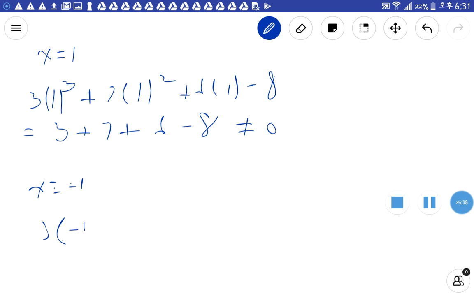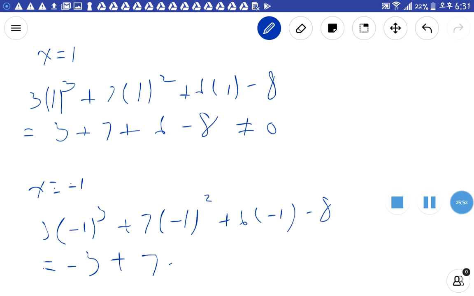Okay, what about x equal -1 then? 3 times -1 cubed plus 7 times -1 squared plus 6 times -1 minus 8. That's -3 plus 7, -6, and -8. Okay, it's not gonna be 0.